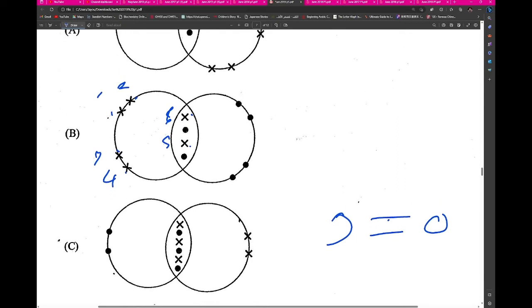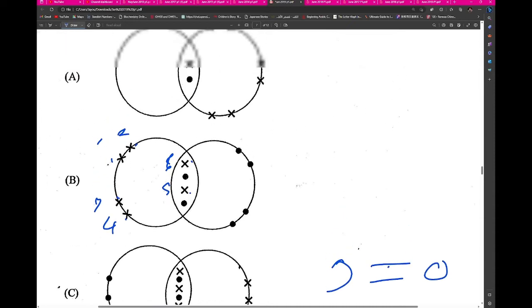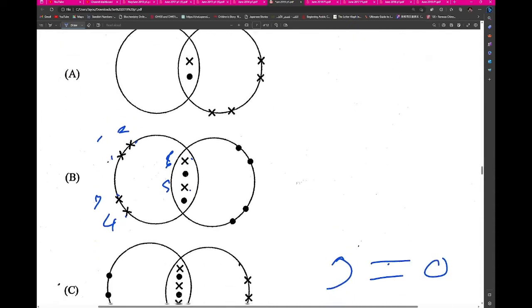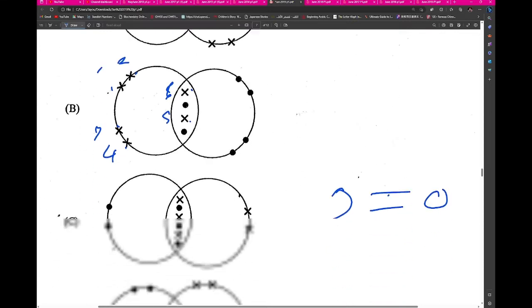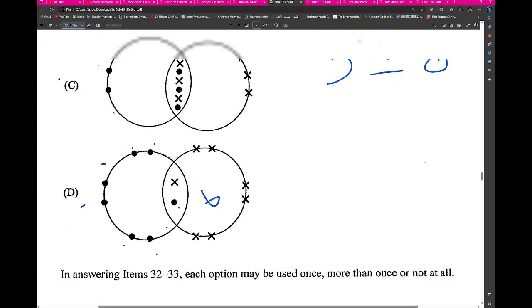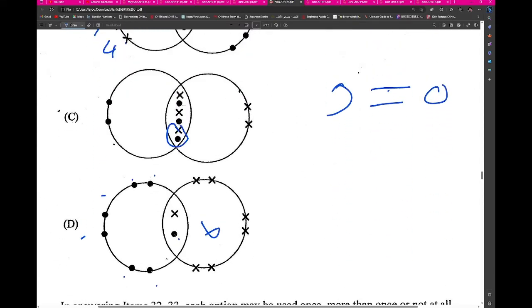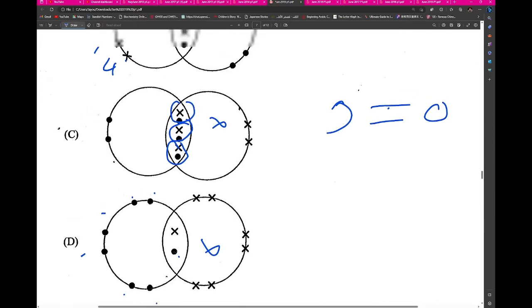It should be fine there. Hold on, let me check something real quick. So that can't be it. This can't be it. Isn't this a triple bond? This can't be it. So it has to be B.